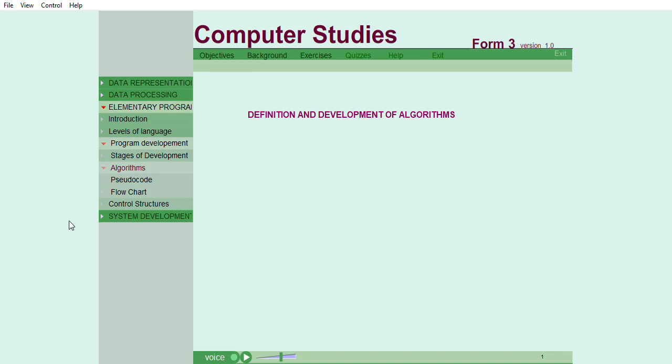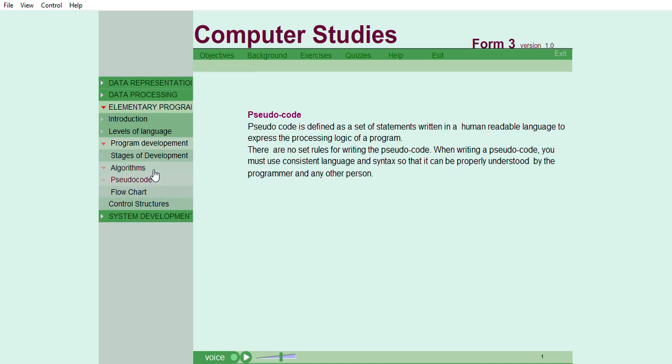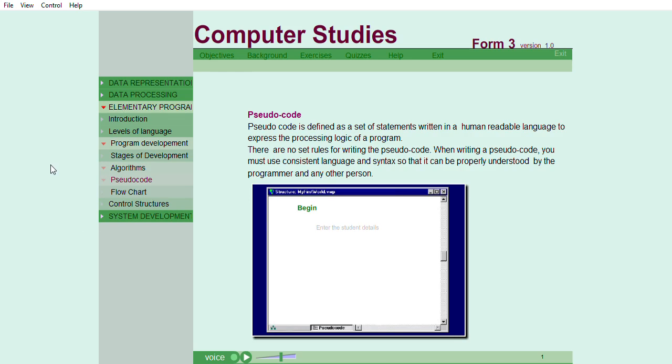Definition and development of algorithms. Pseudocode. Pseudocode is defined as a set of statements written in a human-readable language to express the processing logic of a program. There is no set of rules for writing the pseudocode. When writing a pseudocode, you must use consistent language and syntax so that it can be properly understood by the programmer and any other person.